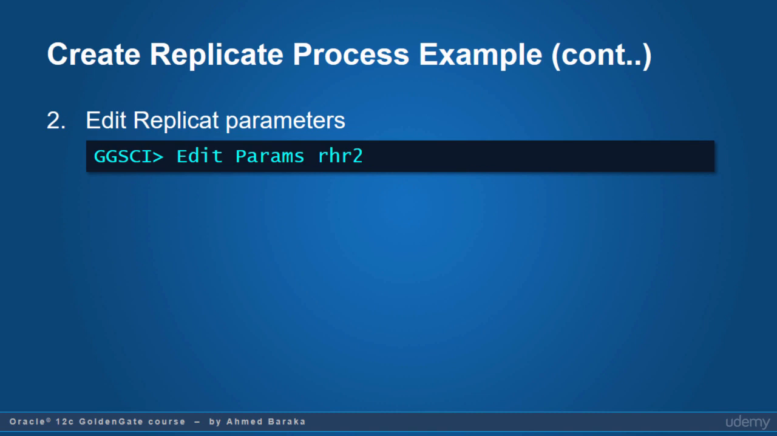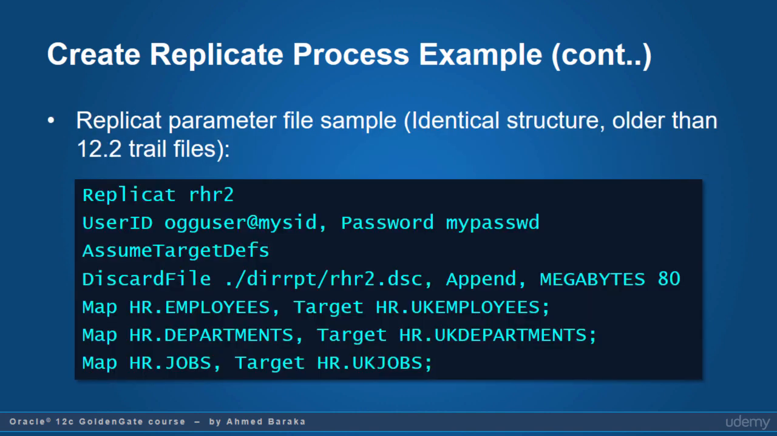As with all the Golden Gate processes, you use the command edit params or edit param to edit a replicate parameter file. I will show you examples of the replicate parameter files in the incoming slides. This is an example of a replicate parameter file when the data structure in the source database and the target database are identical, and when the trail files are of version 12.1 or older.